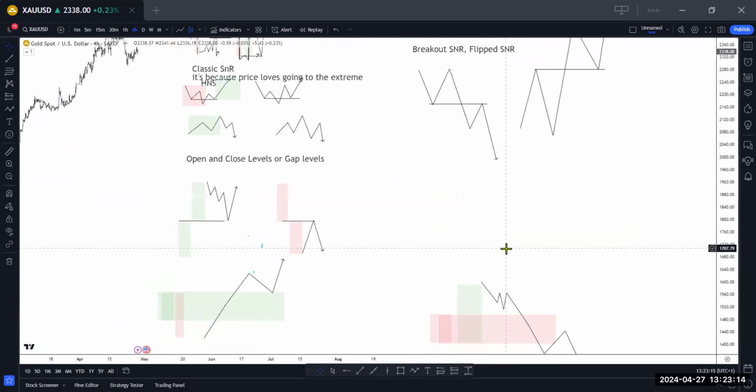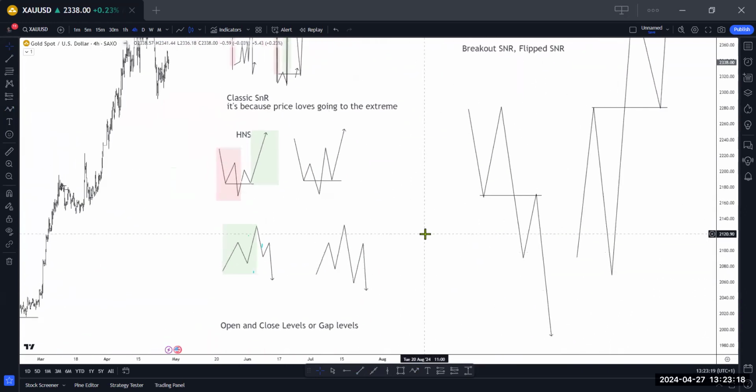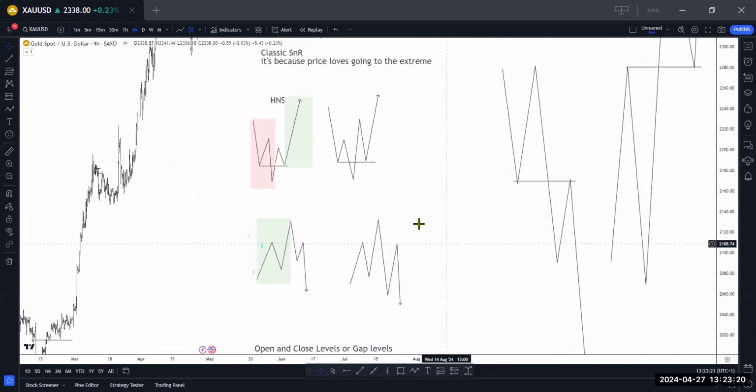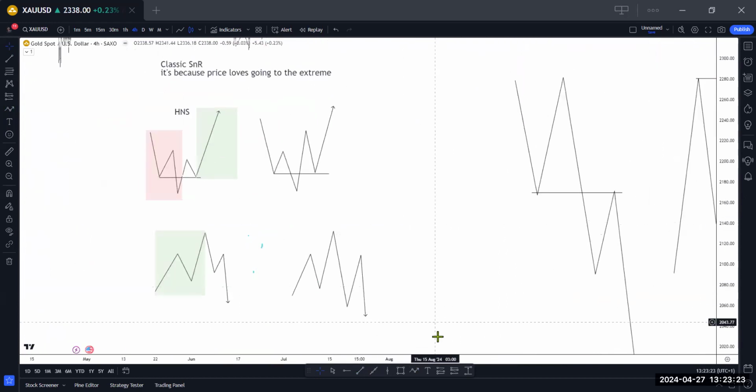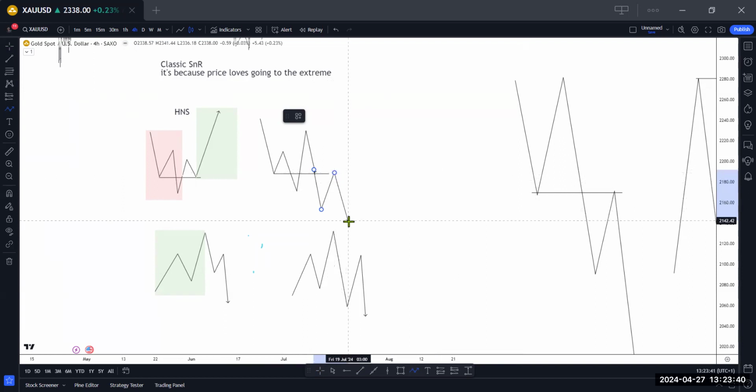For open and close levels, for HNS first, for HNS it's the exact same thing. So for an HNS level, you expect price to buy from this area. Let's see this. Expect price to buy here. But did that happen? No, price breaks. Price now returns to that level and sells. This is called a broken HNS.